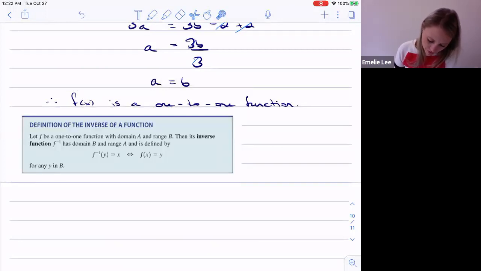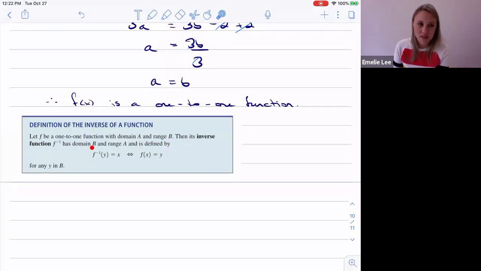So the inverse of a function. Let f be a one-to-one function. We've already established that we have a one-to-one function with domain A and range B. Then its inverse function has the opposite: it has domain B and range A. It's defined by the inverse of y is equal to x when f of x is equal to y, for any y in B, the range of f of x.